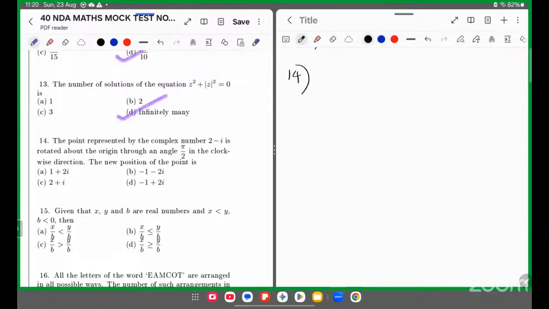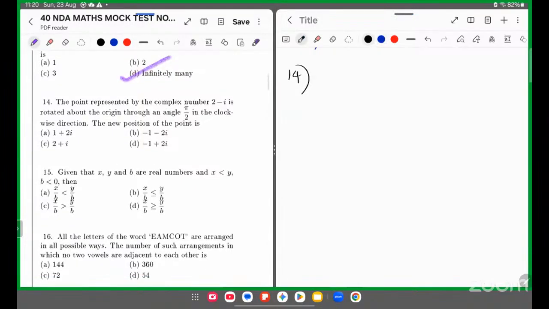Question number 14. The point represented by the complex number 2 minus iota is rotated about the origin through an angle of pi by 2 in the clockwise direction. Then the new position of the point: 2 minus iota is here, so here it is (2, minus 1). This point is rotated pi by 2 in the clockwise direction. So in this way it will go.